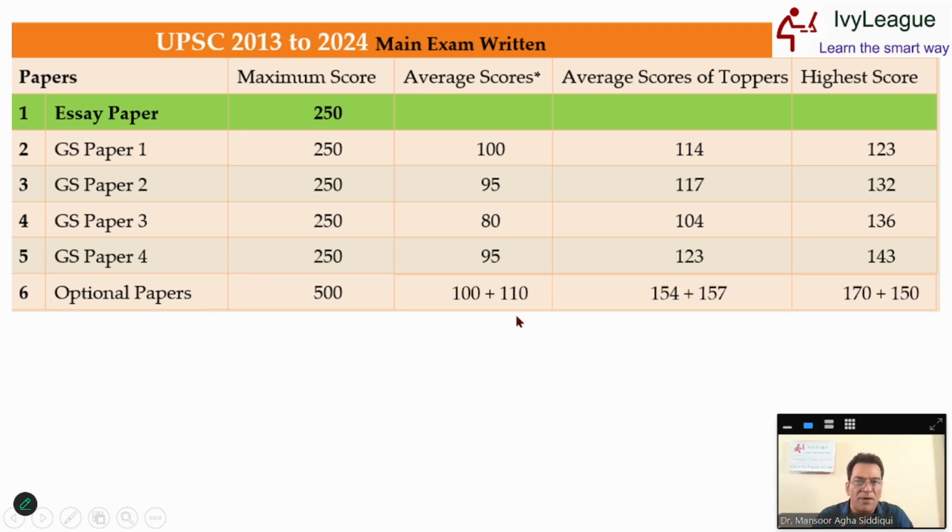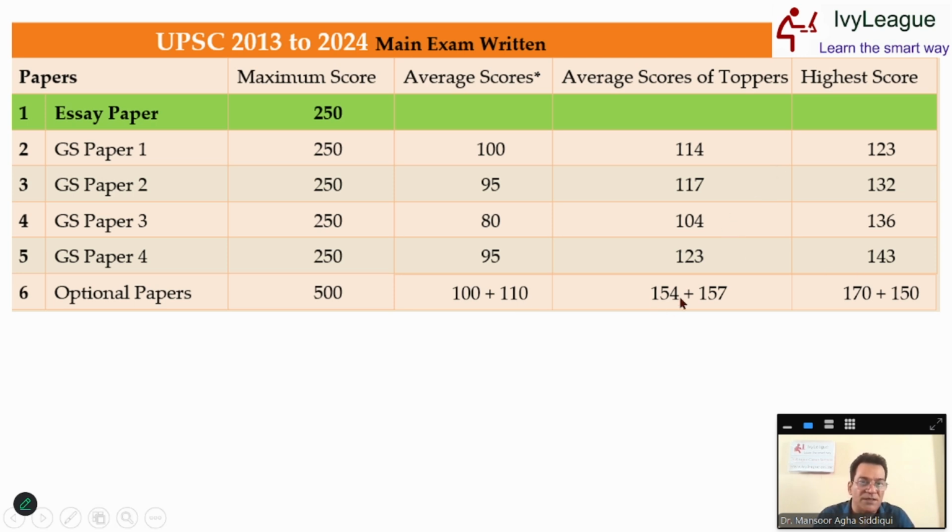In optional papers, students on average get 100 marks in optional paper 1, and 110 marks in optional paper 2. Optional paper 2 is more applied in nature, so students find it more interesting. Automatically they end up giving more time to it, not because it is easier or more scoring, but because of the interest which develops. That is the reason students normally get higher scores in the second optional paper.